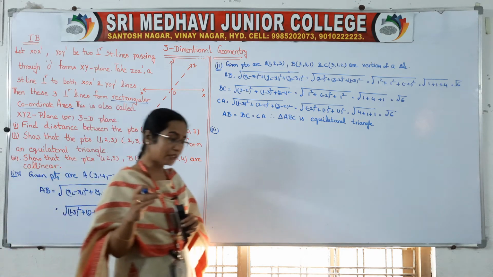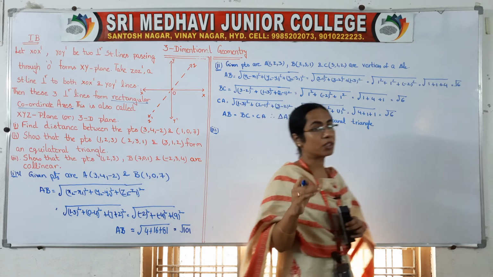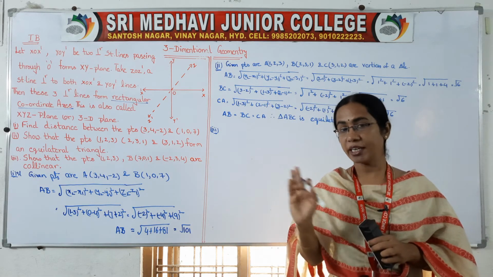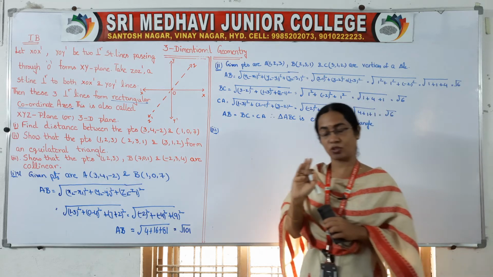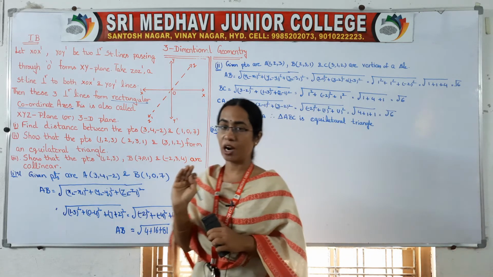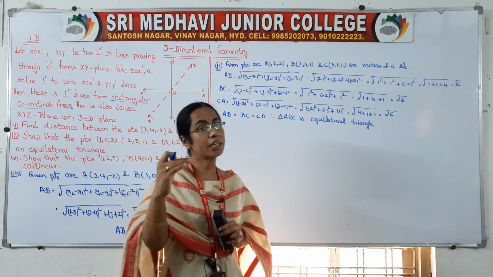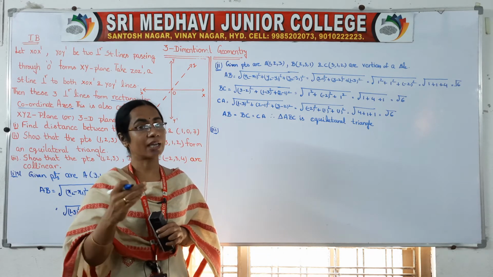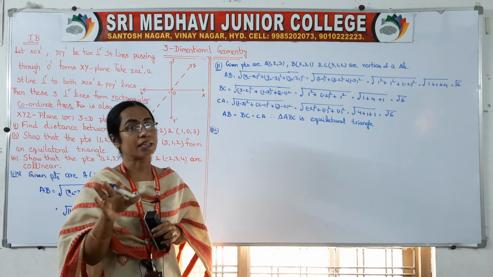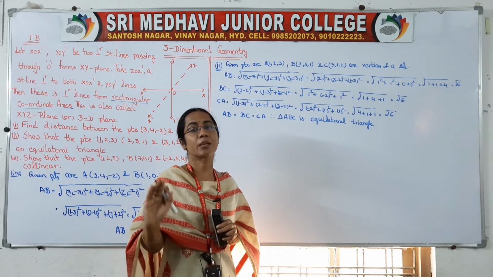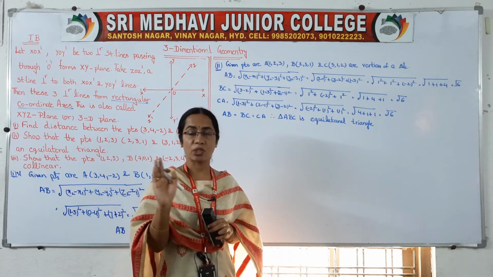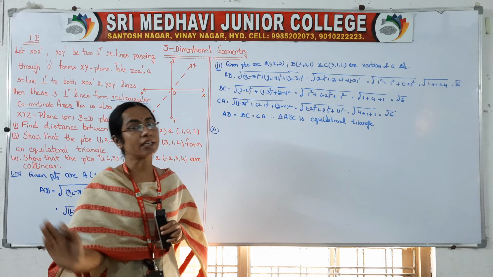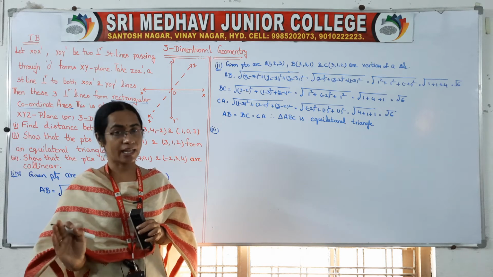How do we prove this? Just find out the length of AB, the length of BC, the length of CA. Three line lengths we have to find. If we add any two lines' lengths and it is equal to the third line's length, then this condition happens only when the points are collinear. So that is the condition we have to prove. That means first of all we have to find the three line lengths.